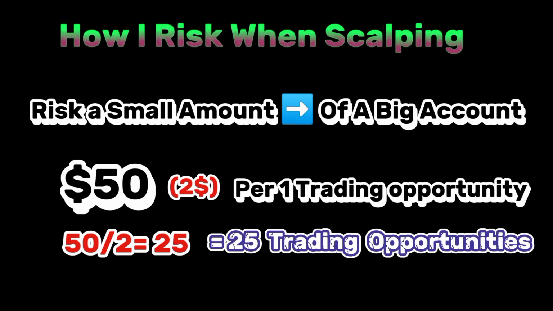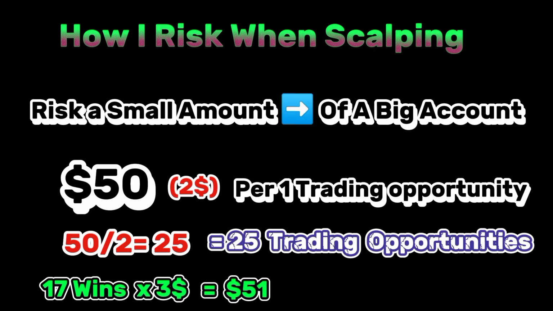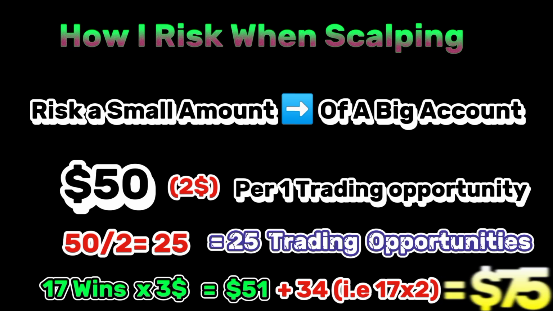And there is no way that you can scalp 25 trading setups with a decent strategy and not make at least 17 wins. And let's say you made 17 wins, and on each winning trade, you make as little as a $3 profit. You will have a balance of $51 profits in your trading account. And I am not even talking about the $34 that is still left in the initial capital. That would be a total $75 portfolio. And the game continues. You keep growing bigger and bigger till you make enough money to buy a Lamborghini.